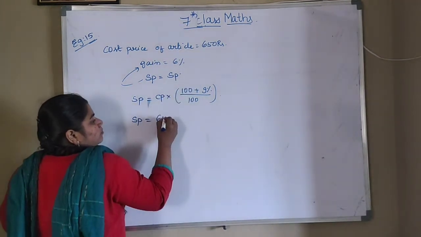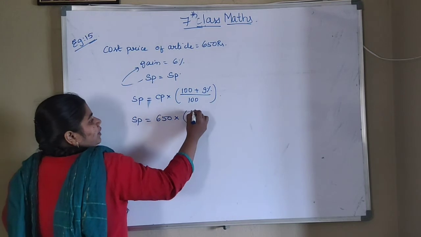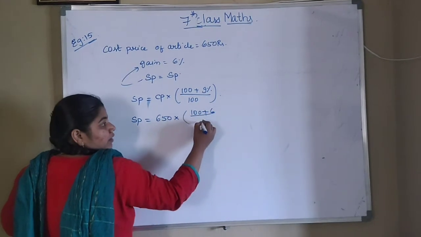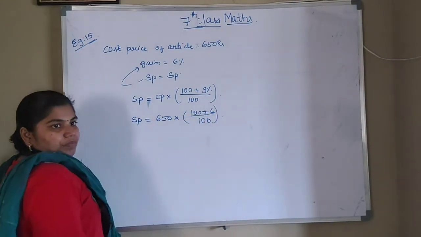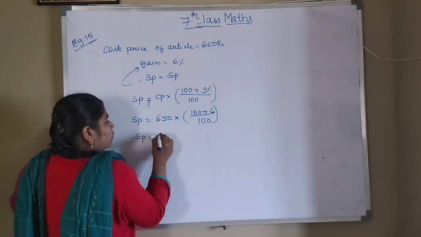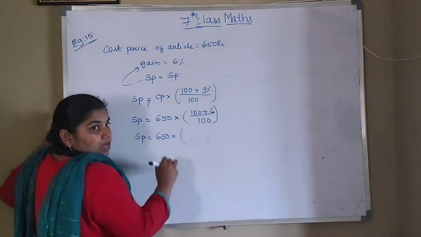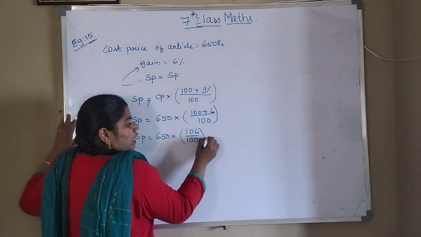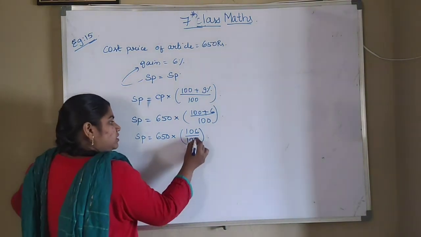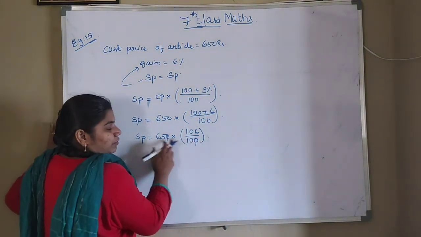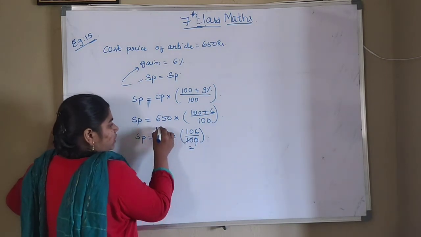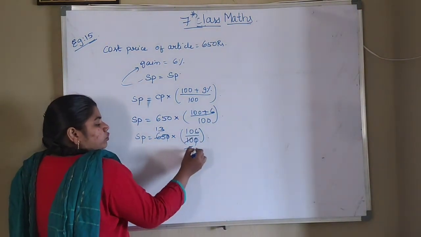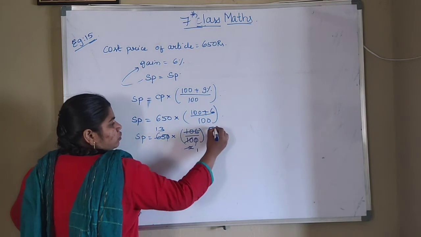That is 650 into (100 plus how much gain he got? That is 6%) by 100. Now SP is equal to 650 into (100 plus 6, which is 106) by 100. Now the zeros will get cancelled. I am cancelling in the 5 table. 5 2s are 10, 5 13s are 65, and in these two cases I am cancelling in the 2 table. 2 1s are 2, 2 5s are 10, 2 3s are 6.